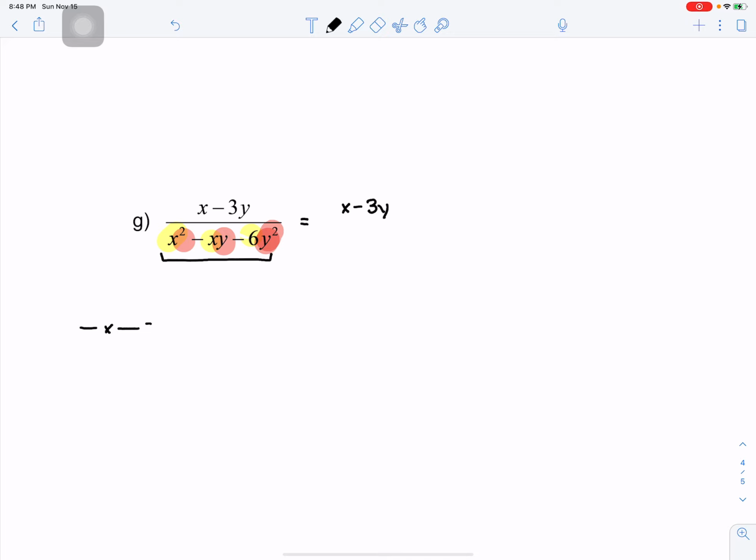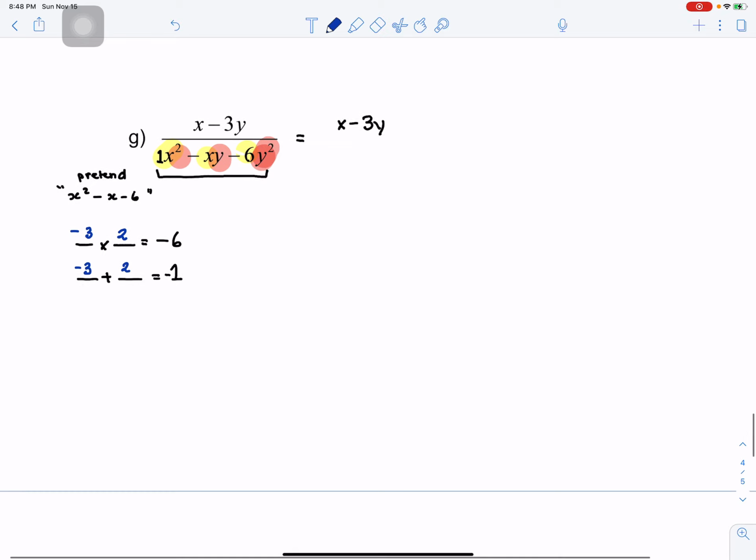So I'm going to do my same steps. Two numbers multiply to 1 times minus 6, which is minus 6, and the same two numbers add to minus 1, which is my middle term. So we're going to pretend it looks like x squared minus x minus 6. I'm going to go ahead and factor this. I need two numbers to multiply to negative 6. So negative 6 and positive 1? That won't give me that number. What about minus 3 and positive 2? That multiplies to negative 6, and that adds to minus 1.